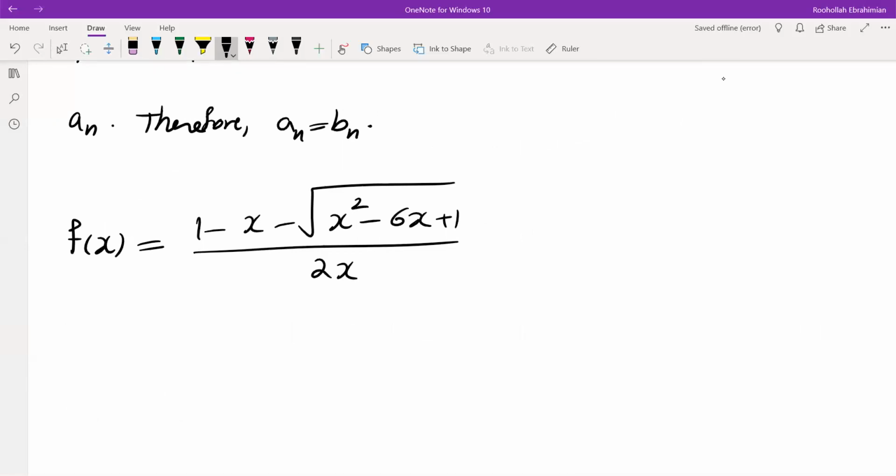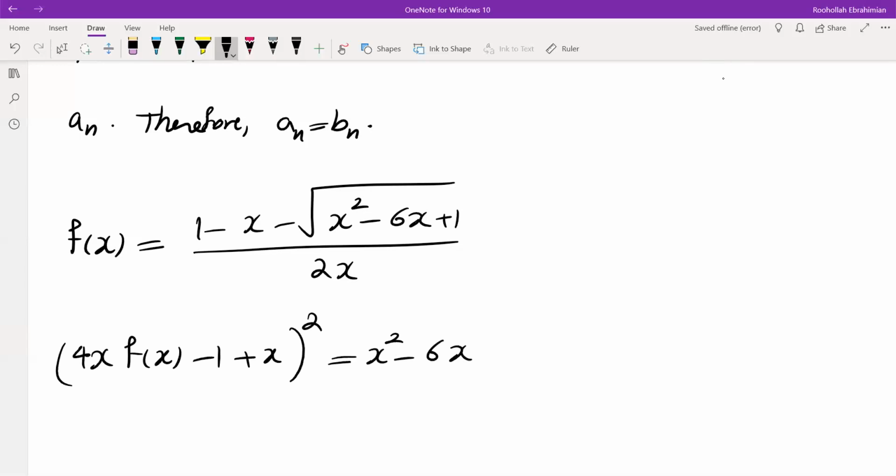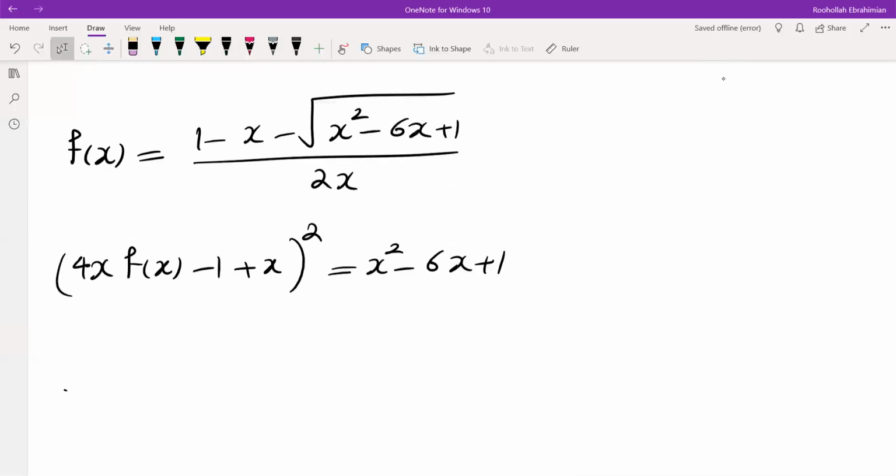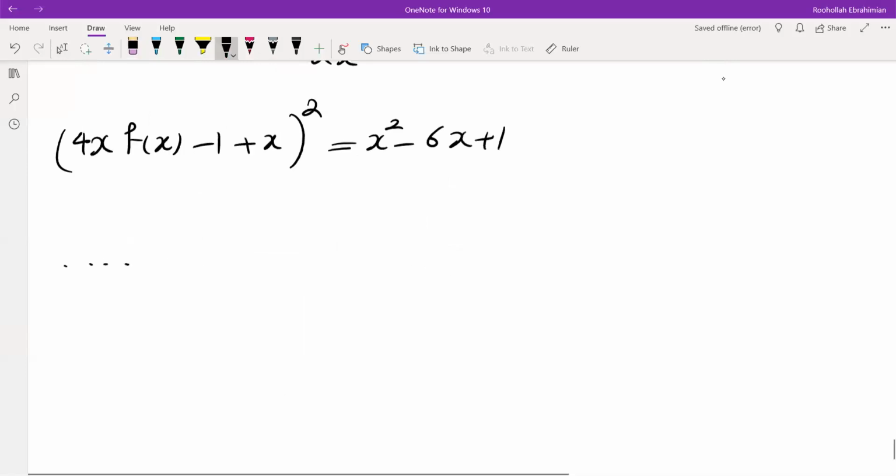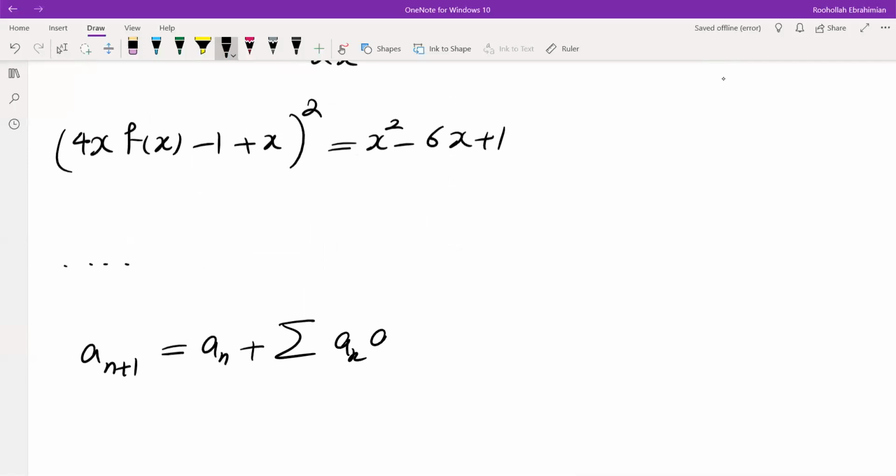So at this point, it would be very similar to what we did before. Minus 1 plus x, all of that squared equals x squared minus 6x plus 1. So you simplify, you do exactly what we did, and if you just repeat the same thing, eventually you end up with an plus 1 equals an plus the sum of ak an minus k, k equals 0 to n.